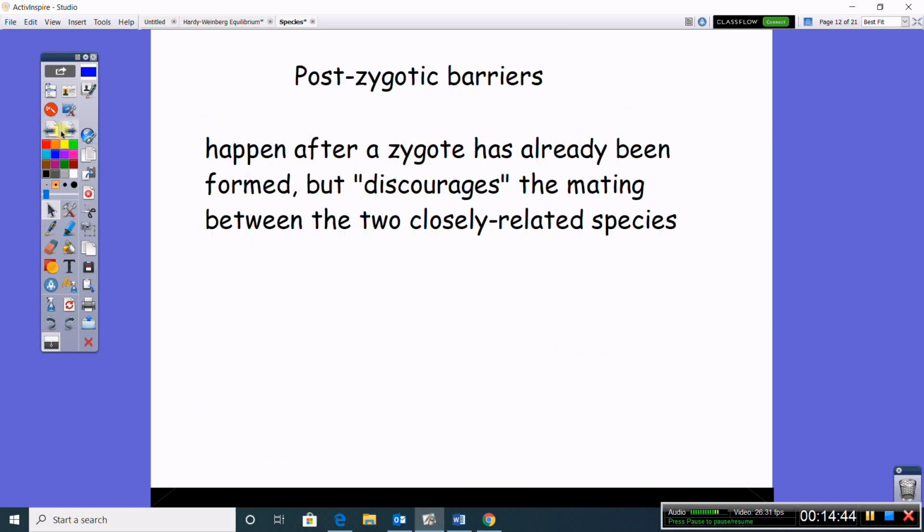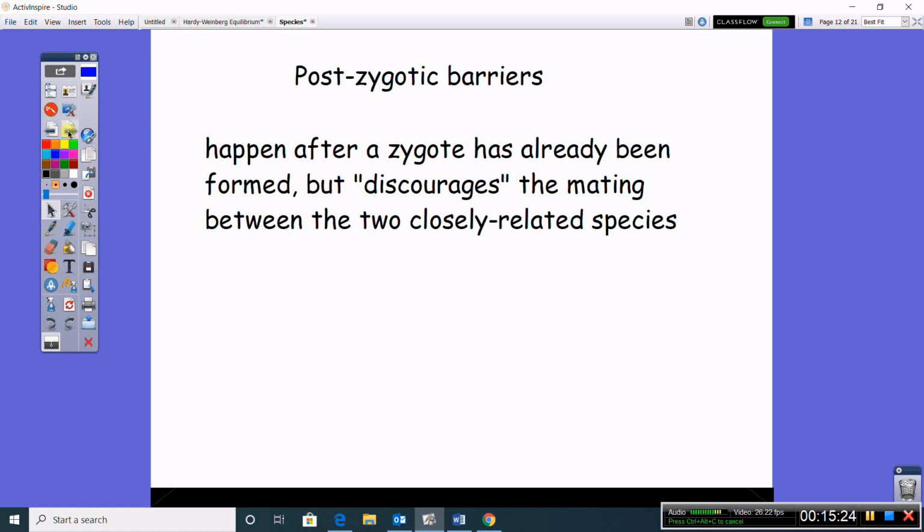Okay, so what we've just gone through is pre-zygotic barriers. Those are all ways to prevent two closely related species from interbreeding before a zygote's even formed. So we talked about temporal isolation, habitat isolation, gametic isolation, mechanical isolation, and behavioral isolation. You'll notice that all of the prezygotic barriers have in common that they end in the word isolation. So that's a good way to identify them as being a prezygotic barrier.